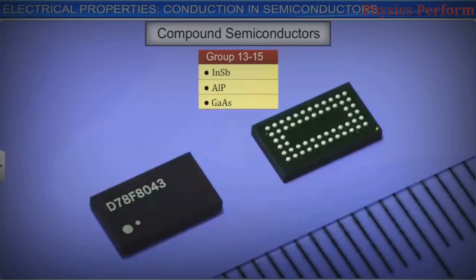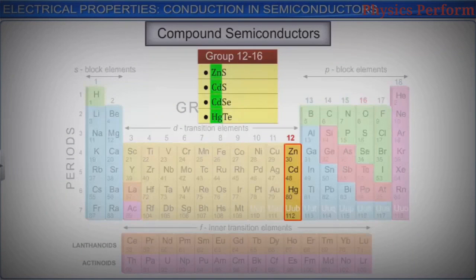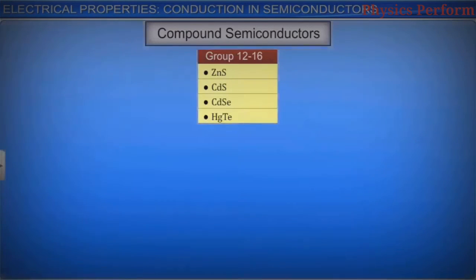Group 12-16 semiconductors are materials whose cations are from group 12 and anions are from group 16 in the periodic table. Zinc sulfide, cadmium sulfide, cadmium selenide and mercuric telluride are examples of group 12-16 compounds that find applications ranging from biomedicine to solar cell technology.